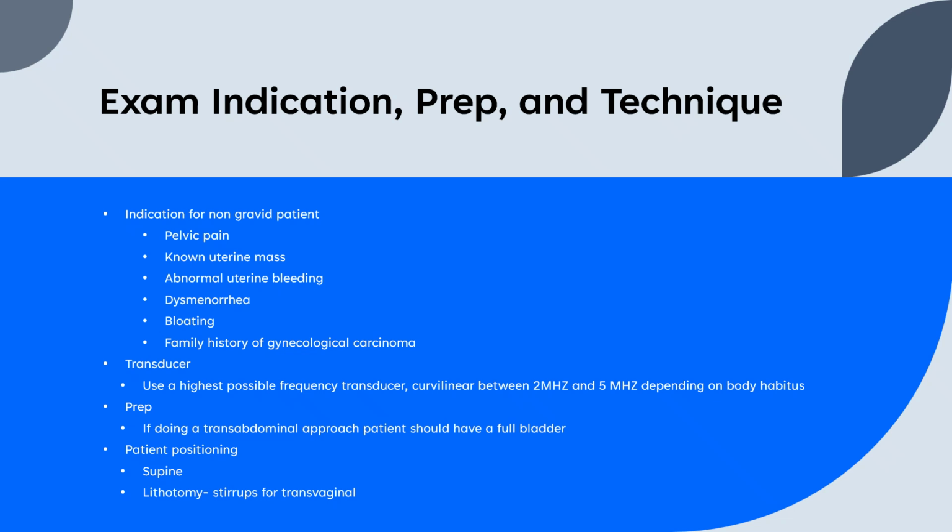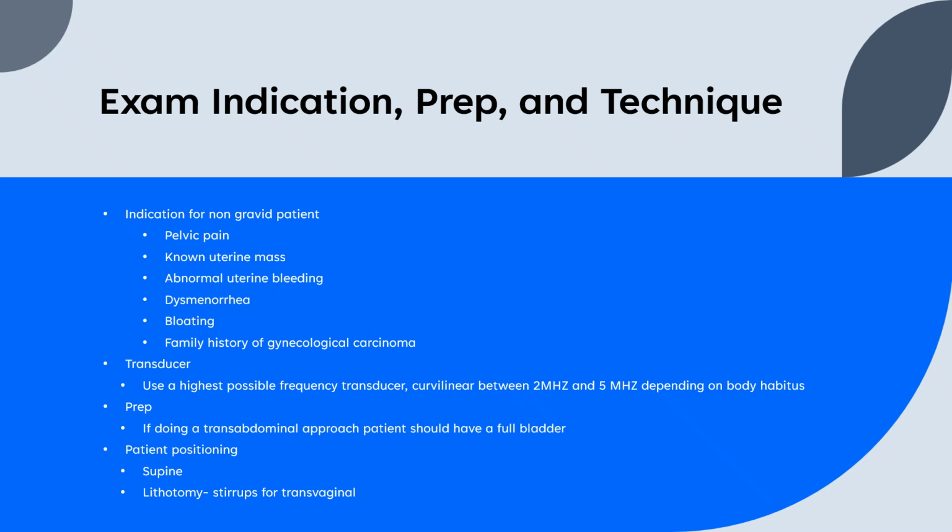Well, for a non-gravid patient, female patient, of course, we would need to have an indication that justifies us doing these exams. And those indications are pelvic pain, any sort of pelvic pain, any known uterine mass. So they may have had a CT that says, hey, they've got a mass on their right ovary. Can you please characterize it for us? Absolutely, we've got you. We are the gold standard for pelvic masses. That's why they come to us.